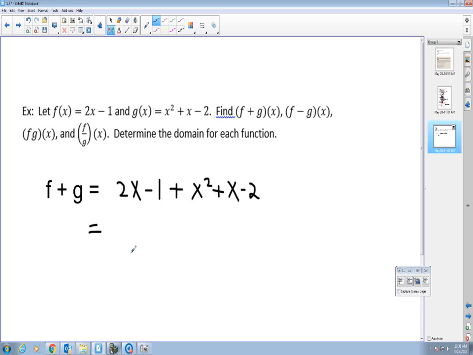Combine like terms, x squared still x squared. 2x plus x, positive 3x, and -1 minus 2, -3. So after I add them up, my answer is still a quadratic function because of the x squared. So that tells me for my vertical parabola, my domain will be from -infinity to infinity.